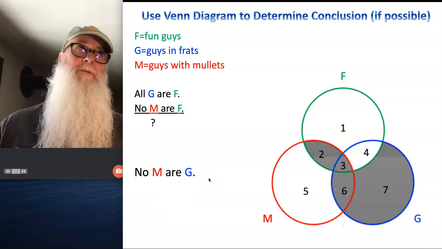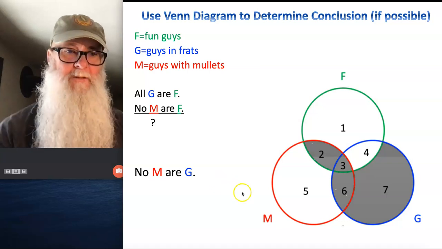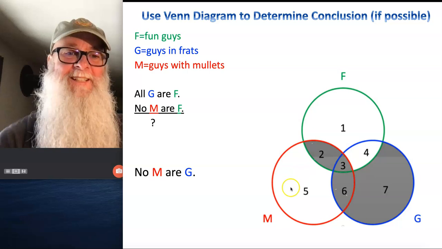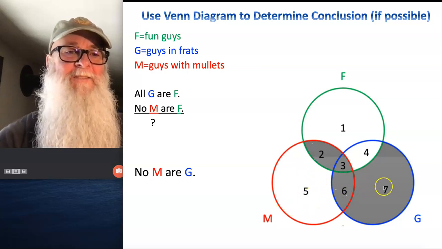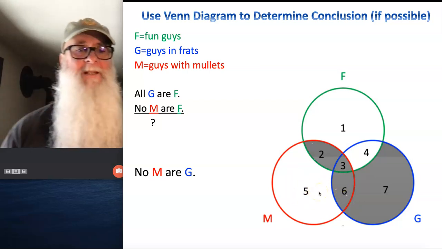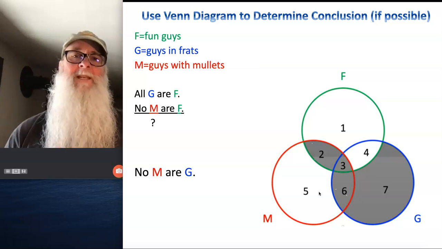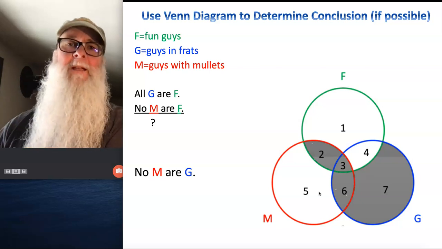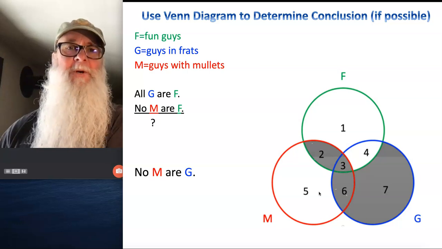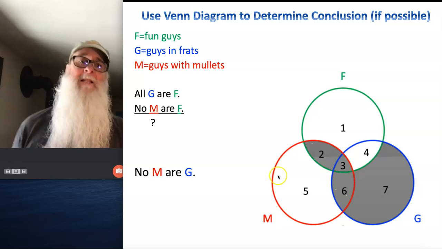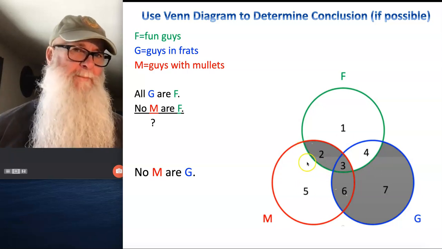So then we ask the next question. Well, does it show no M are G? Does it? Yeah, it does. All the M's are here in area 5, and everything in area 5 is not a G. Everything in area 5 is excluded. It's outside of the G circle. So these two premise statements, when we assume they're true, by logical necessity lead to the conclusion no M are G. And so that's what we'd identify in this problem. Now, you might be thinking to yourself, well, wait a minute.